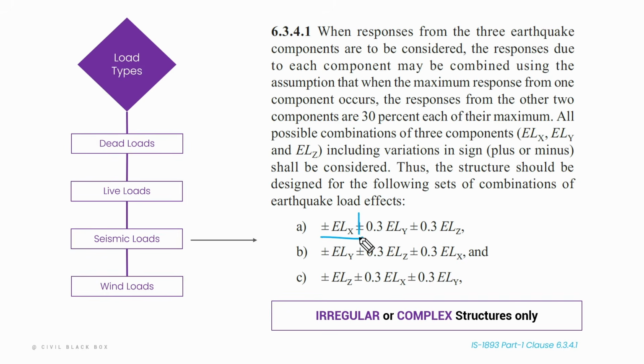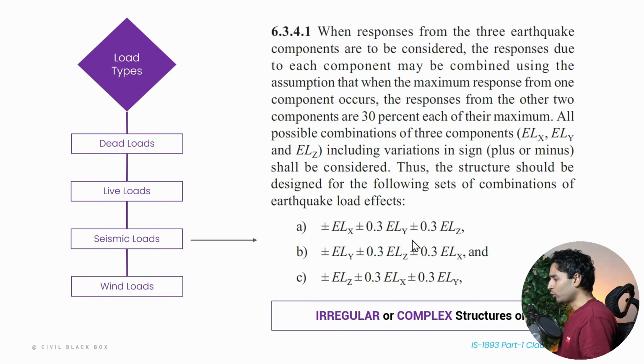Usual cases, we just work with plus minus earthquake X and plus minus earthquake Z. However, if we are working with an irregular complex structure, we take 30% of the seismic load component in the other two axes as well. Again, the load combinations which I'm going to be showing you will be for a simple regular structure and not for an irregular or complex structure. So keep that in mind. I just wanted to show you what the additional complexity is for a complex structure.